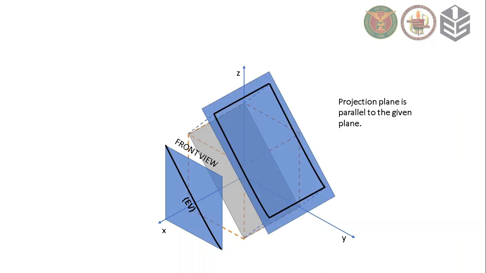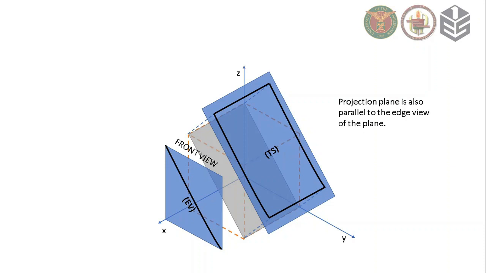If we use a projection plane parallel to the given plane, the exact shape and measurement of the given plane will be captured by the projection plane. This projection gives us the true shape and true size of the plane.